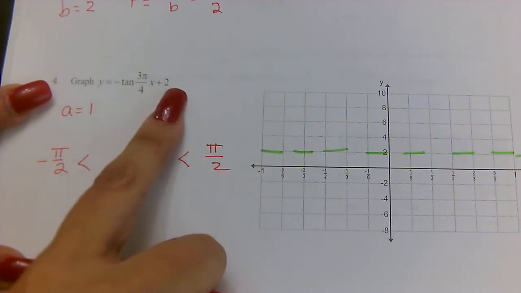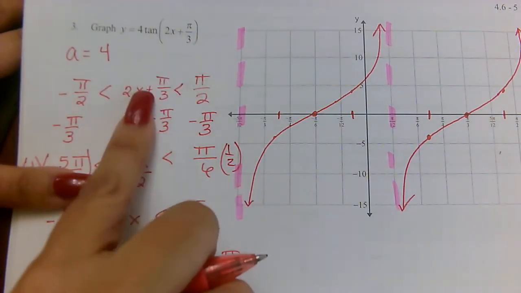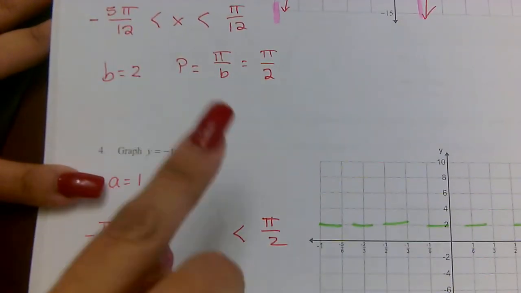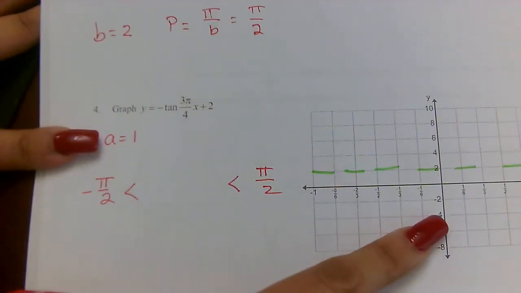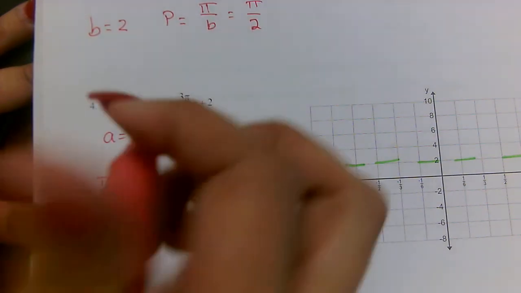We do not include the 2 because this is not a horizontal shift. This is a vertical shift. The difference between these two is this is in a parenthesis, so it needs to be included. This is not in a parenthesis. That means it's a vertical shift. You do not include the 2. You only include the 3π/4.